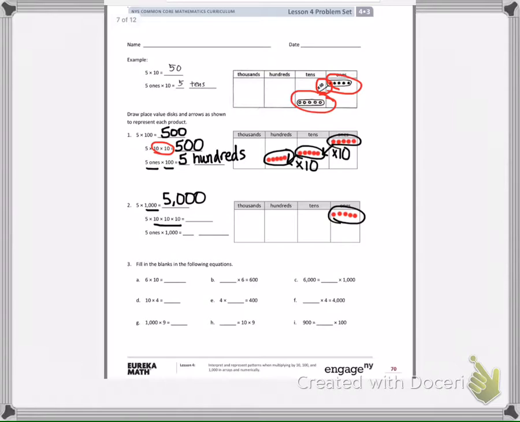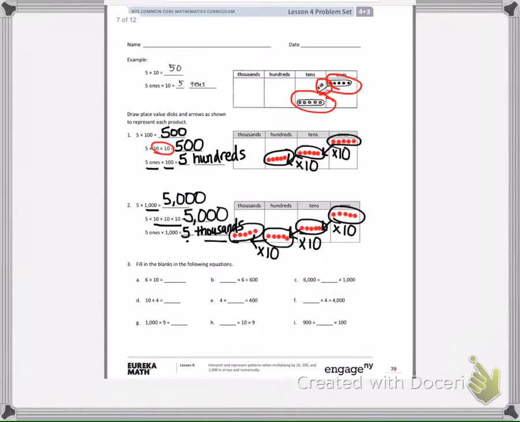Multiply by 10. When you multiply by 10, you get 5 tens. Multiply by 10 again. When you multiply by 10 again, you get 5 hundreds. Multiply by 10 one more time. When you multiply by 10 again, you get 5 thousands. So 5 times 10 times 10 times 10 equals 5,000, or 5 thousands.